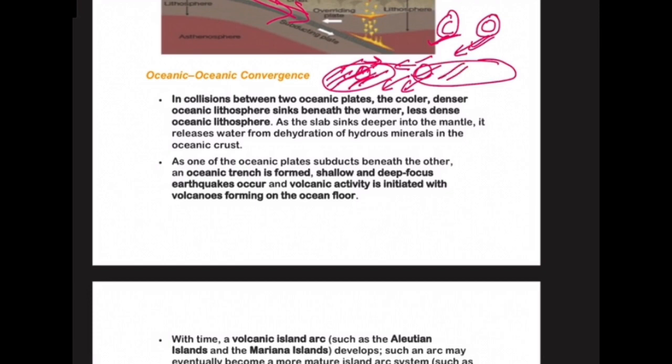Okay, in collision between the two oceanic plates, the cooler, denser oceanic lithosphere sinks beneath the warmer, less dense oceanic lithosphere. See, this one I have explained over here. As the slab sinks deeper into the mantle, it releases water from dehydration of hydrous minerals in the oceanic crust. As one of the oceanic plates subducts beneath the earth, an oceanic trench is formed. Shallow and deep focus earthquakes occur and volcanic activity is initiated with volcanoes forming on the ocean floors.